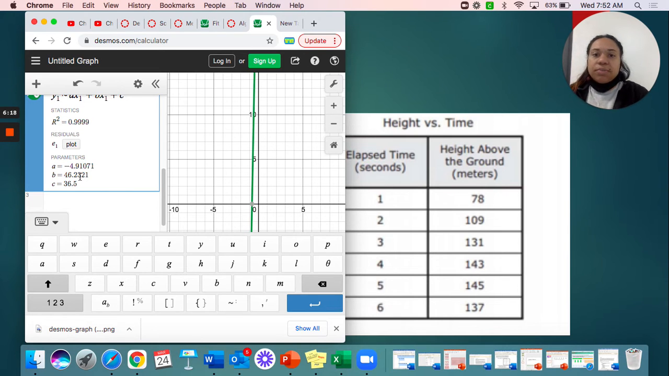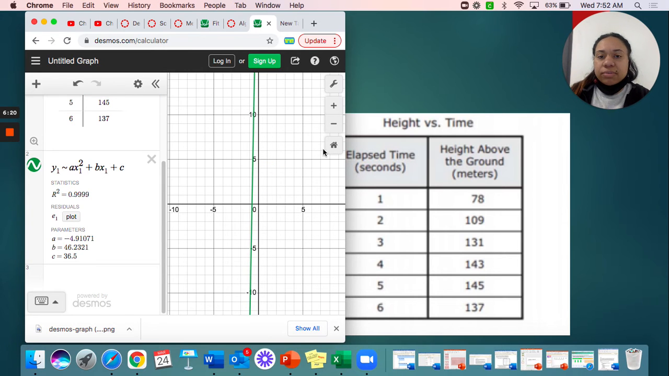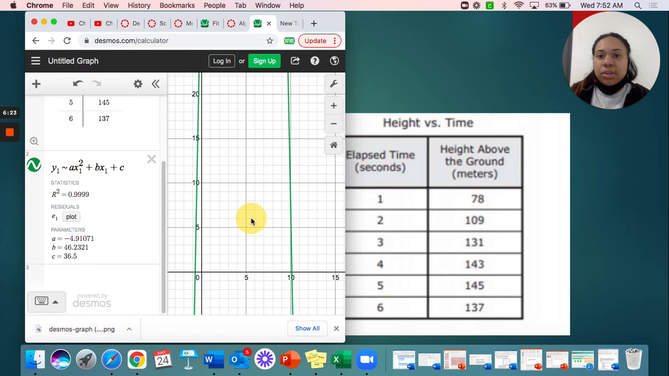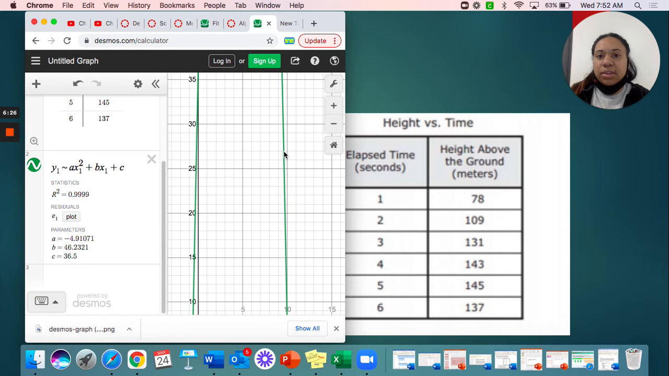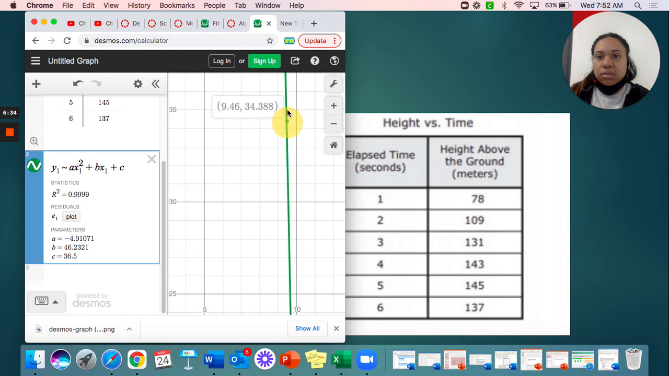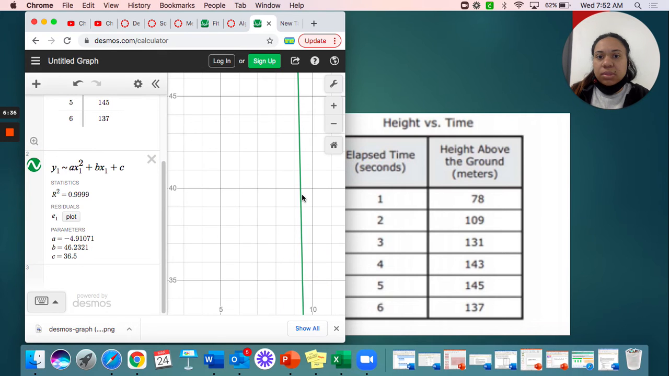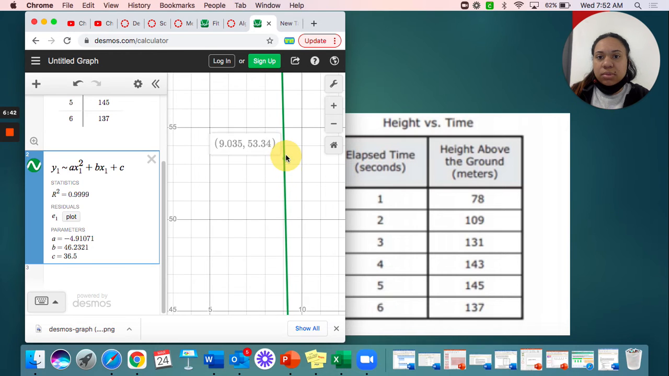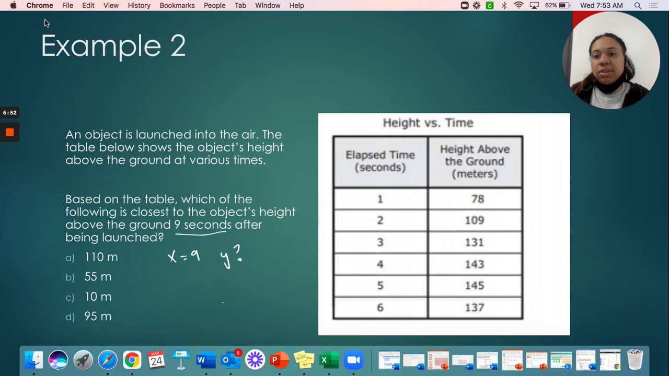Now I have two options here. I could look on my graph and figure out, well, when x is 9, what is y? And so I could search on my graph when x is 9, what is y? Oops. I'll get there eventually. Alright, so I can get maybe a rough estimate here. It's 54.821. So it would be at 54.821 meters. That's me using the graph. So if I rounded that, about 55.